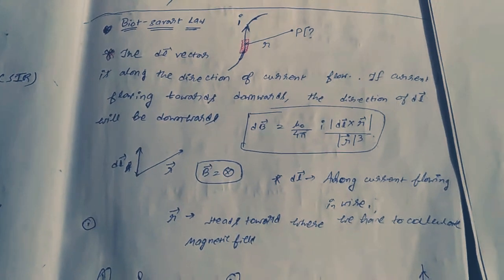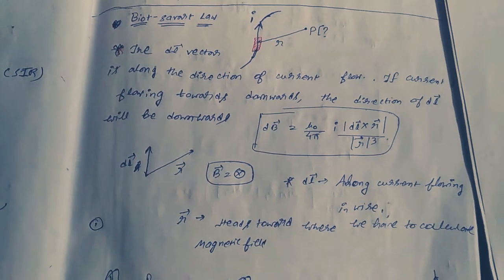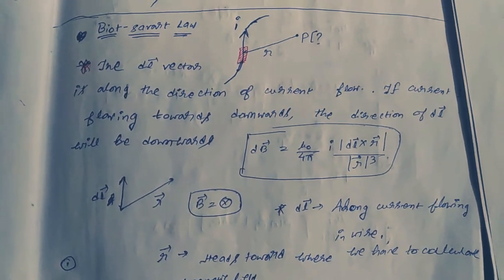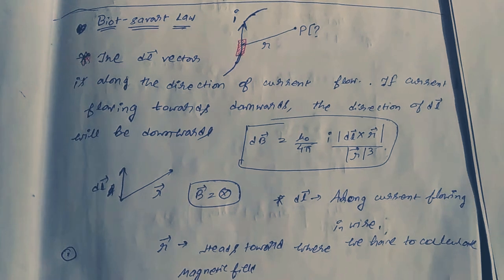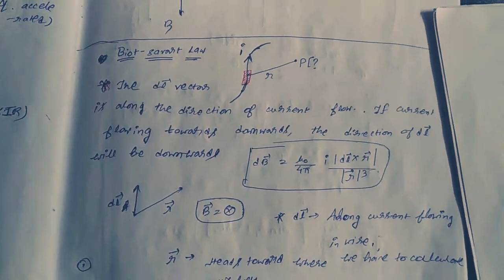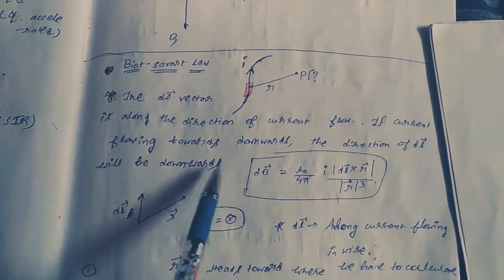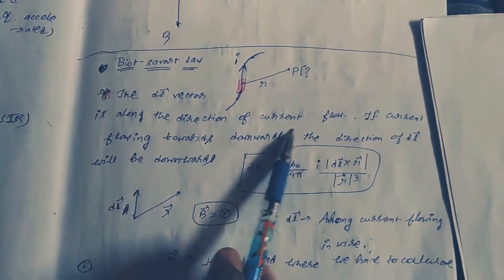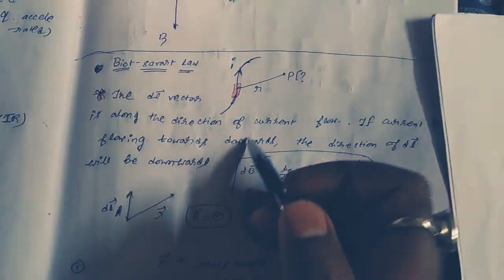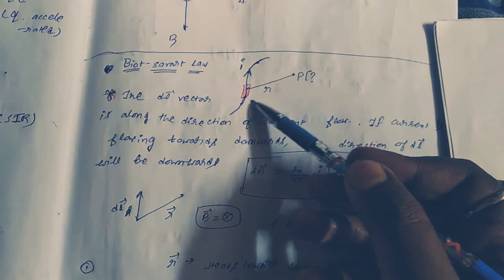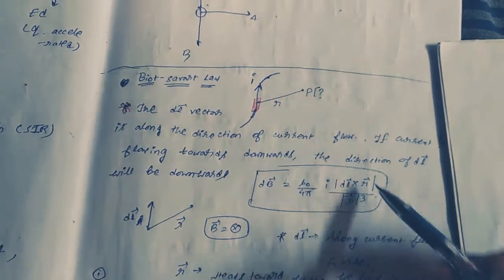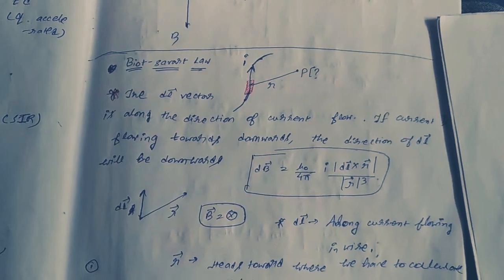Hello students, in today's video, we will discuss the Biot-Savart law and how to determine the direction of magnetic field. This is our main task. From the Biot-Savart law, you all know that the dl vector is along the direction of current flow. If a current I is flowing, in that direction you have to take a length element dl. Then at a distance r, there is a point P at which you have to determine the magnetic field.